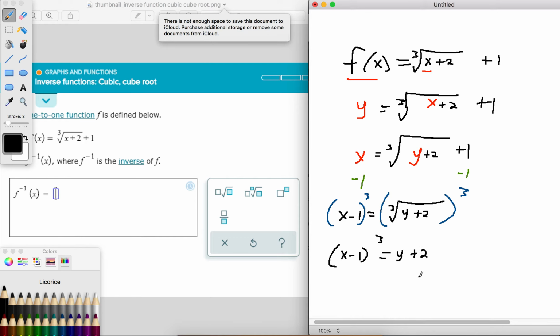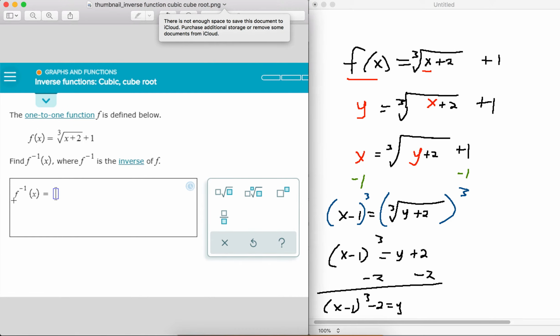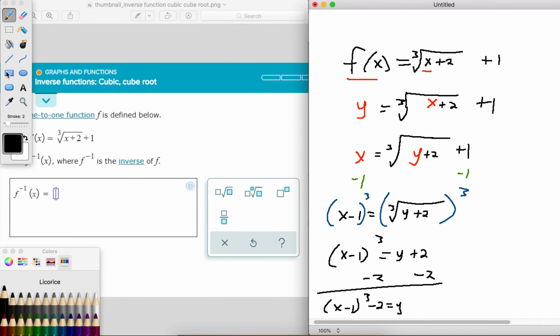And then the last step there, to get y by itself, is just subtract 2 from both sides. So we got x minus 1 to the third minus 2 equals y. So that's our inverse function. Okay, what you would type in here, this is like your y variable. You type in that x minus 1 to the third power minus 2. That's your inverse function.